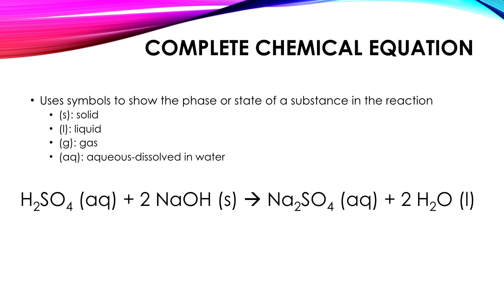And so your complete balanced chemical equation would be H2SO4 (AQ), plus 2 NaOH (S), yields Na2SO4 (AQ), plus 2 water molecules as liquids. And that is all that I have for you guys. I hope that this has made a lot of sense and will help you be prepared for the upcoming unit.